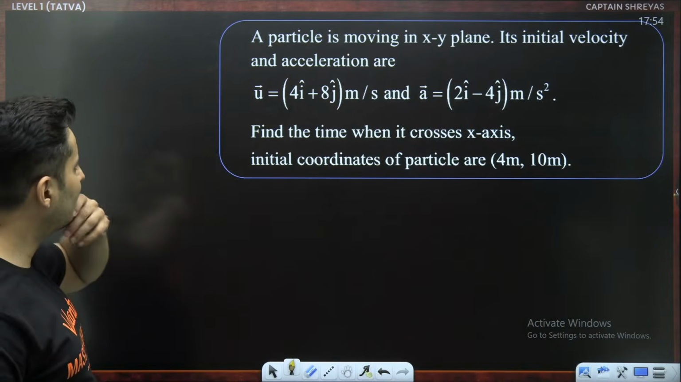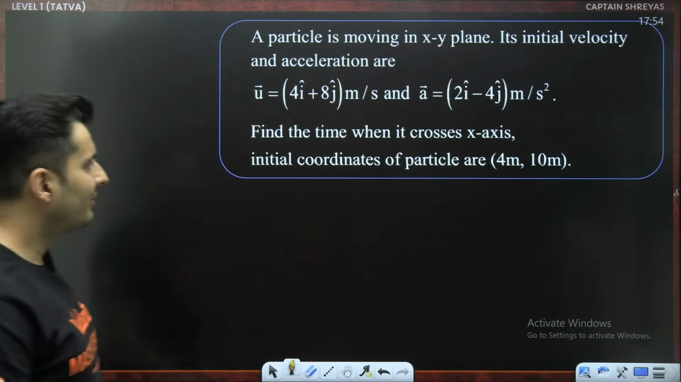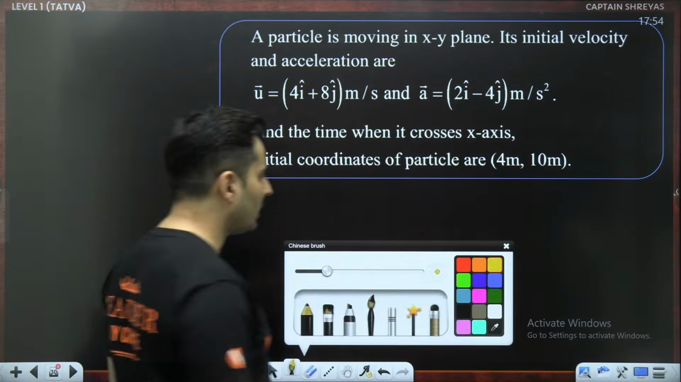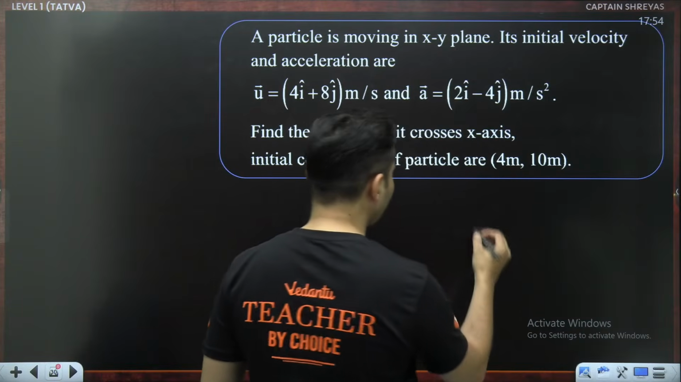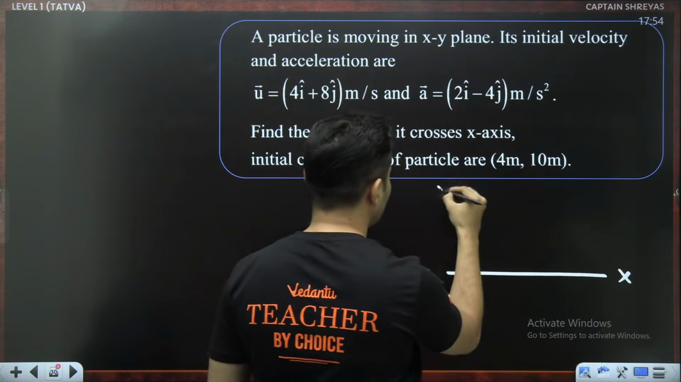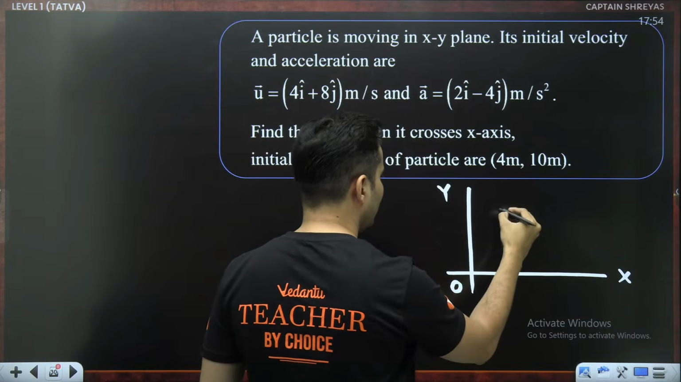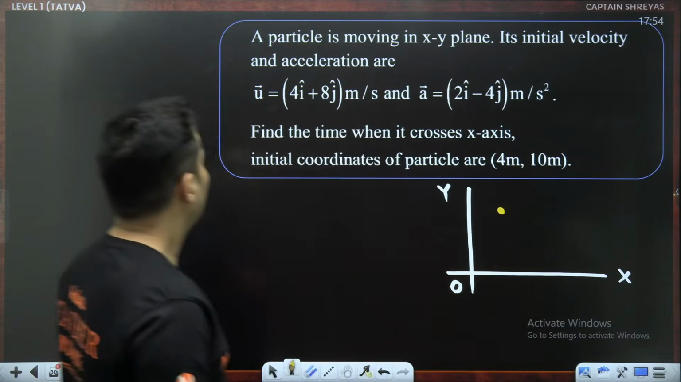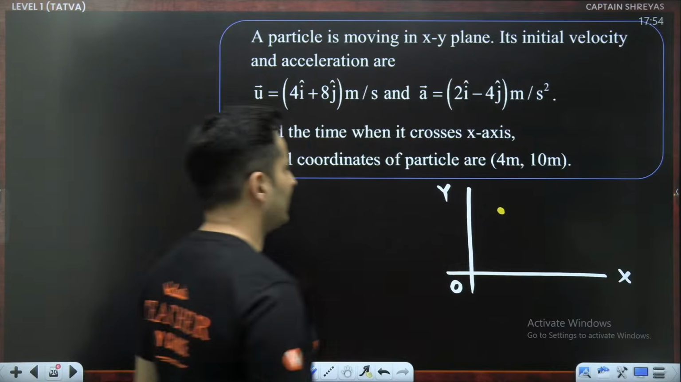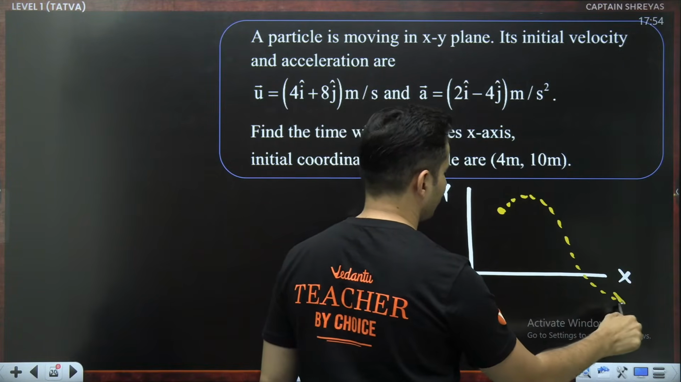All right. Well, what is this question? Find the time when it crosses the x-axis. Initial coordinates are 4 and 10. Okay, let's try to think about it. This is your x, this is your y, 0, 4 and 10. So initially it is somewhere over here. Maybe the particle goes like this and it has to cross the x-axis.